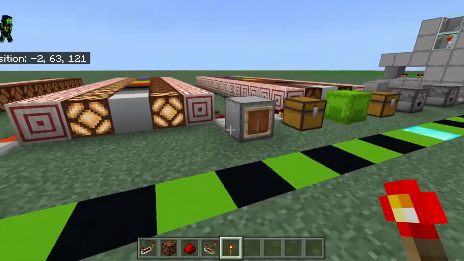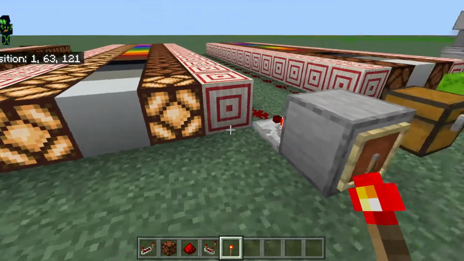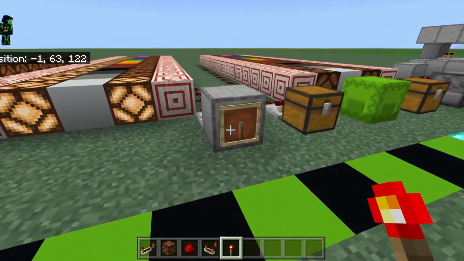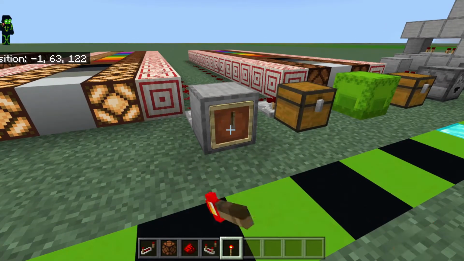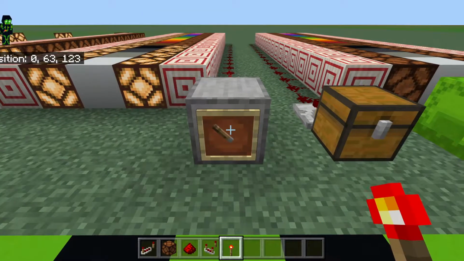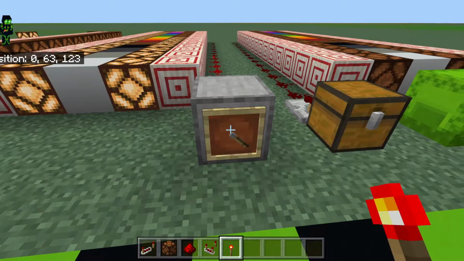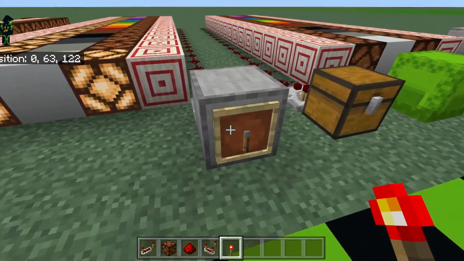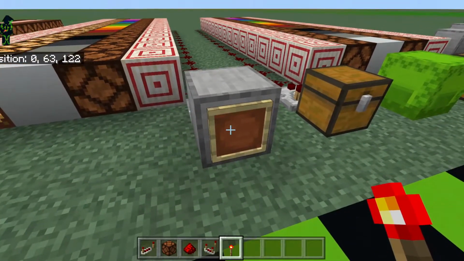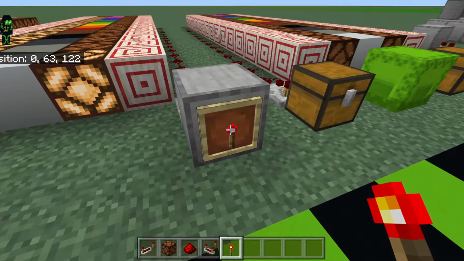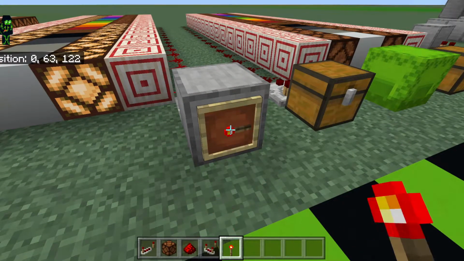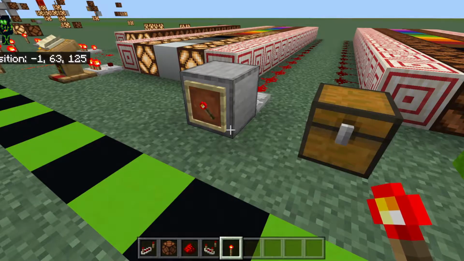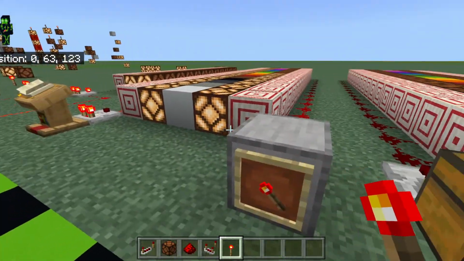Then over here we have an item frame, and it's kind of the same. With an item in it, it outputs a signal of 1, and then as you rotate the item, it increases the signal strength. The maximum output for an item frame is 8, and then it goes back down to 1. So no item is 0, an item is 1. Rotated all the way around is 8. So that was non-container blocks.